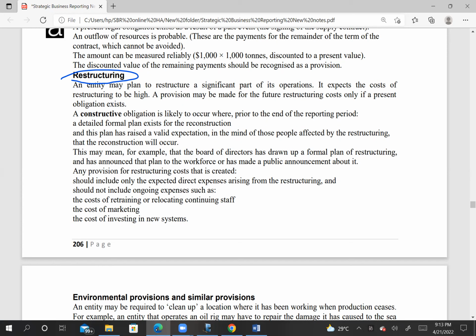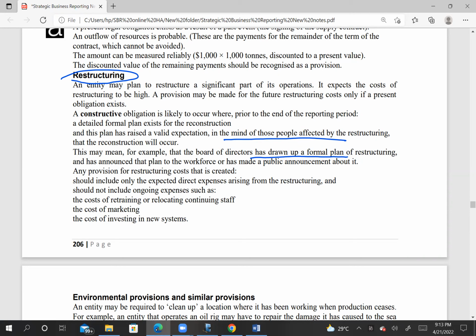But that provision is recognized only and only if the management has a detailed formal plan, and that plan has been announced to the people who are going to be affected by that restructuring. If both conditions are satisfied, then a provision for restructuring will be recognized.